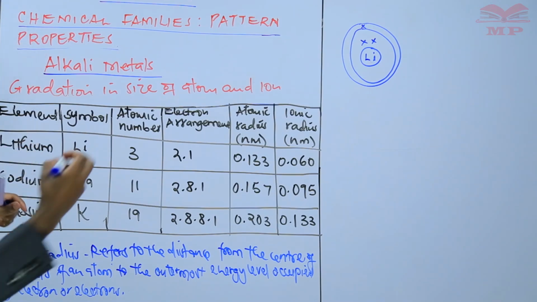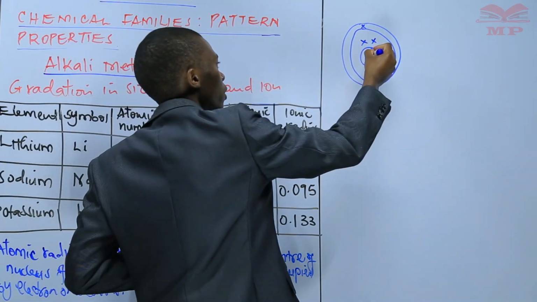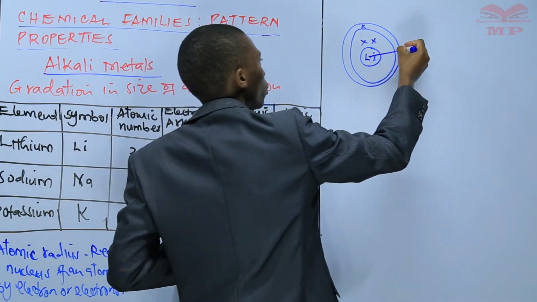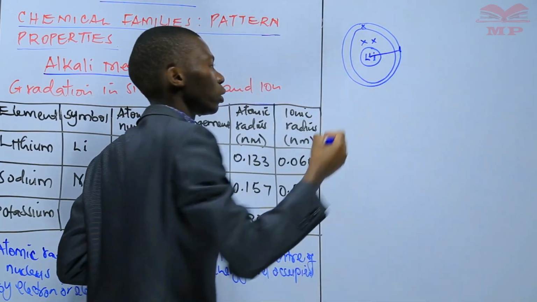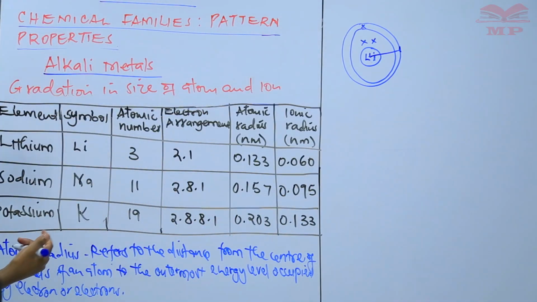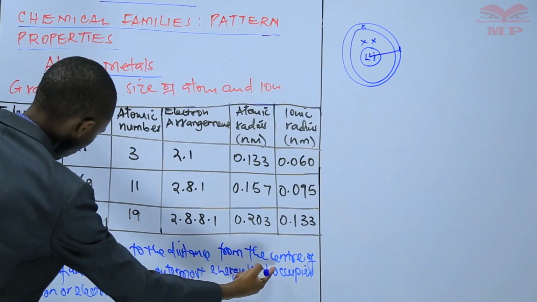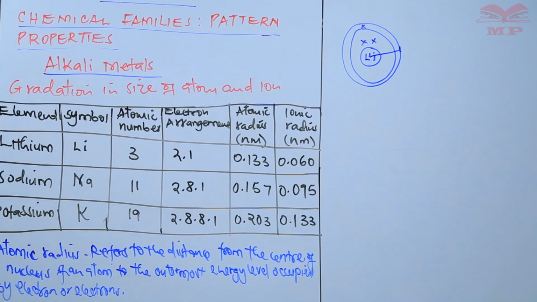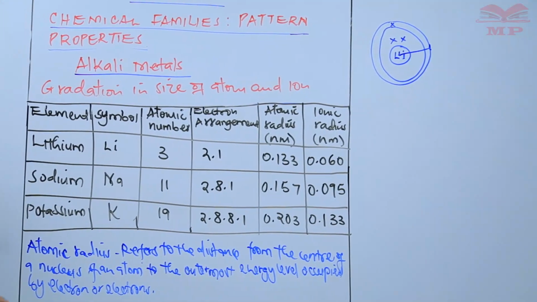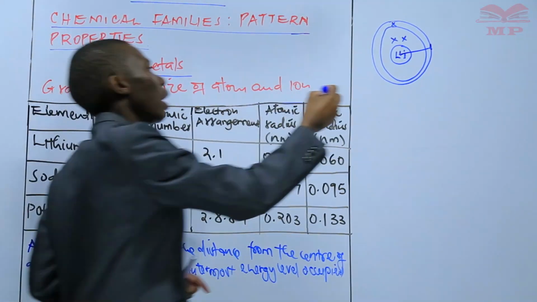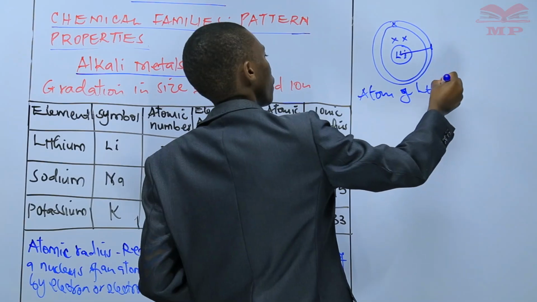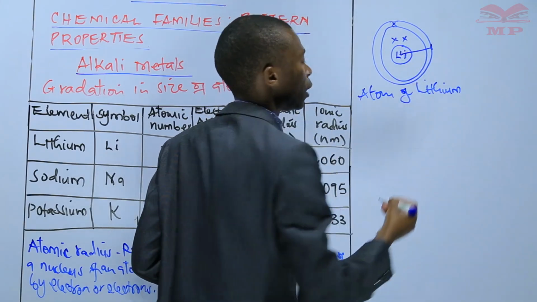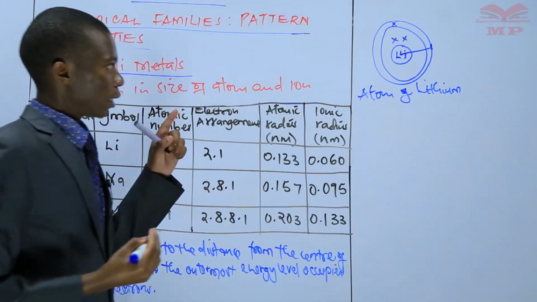Therefore, the atomic radius is the distance from the center of the nucleus to the outermost energy level. So the distance from here to here, that is what we are calling the atomic radius. It refers to the distance from the center of the nucleus of an atom to the outermost energy level occupied by an electron or electrons. So this is an atom of lithium. An atom of lithium looks like that.